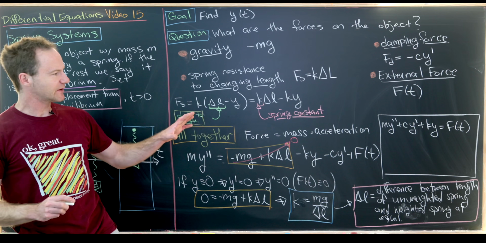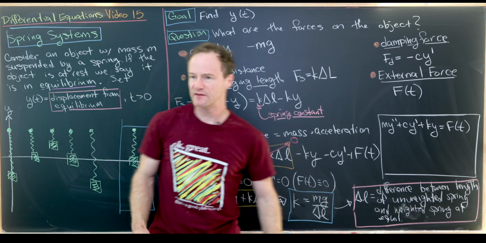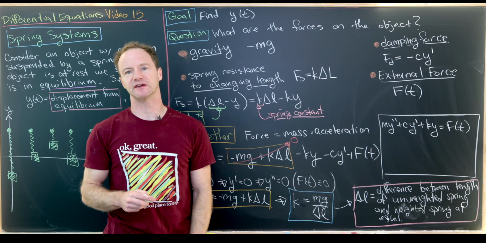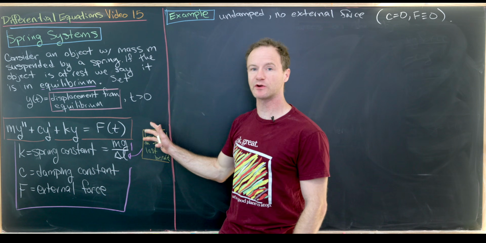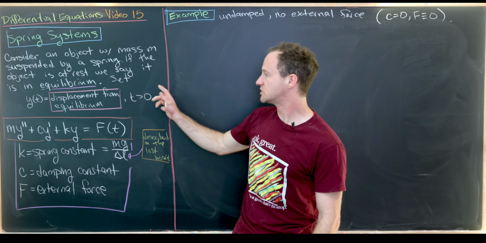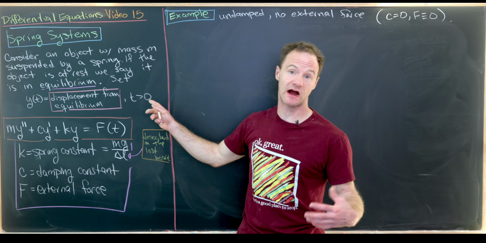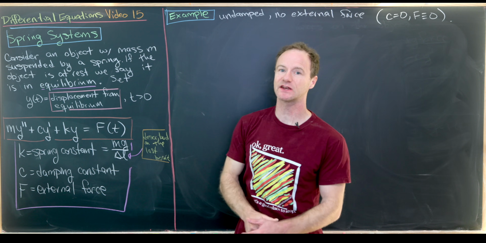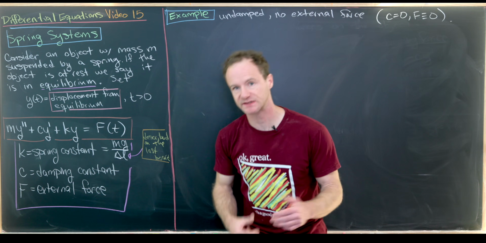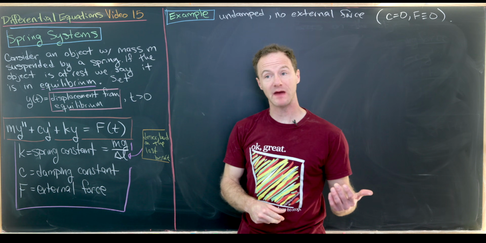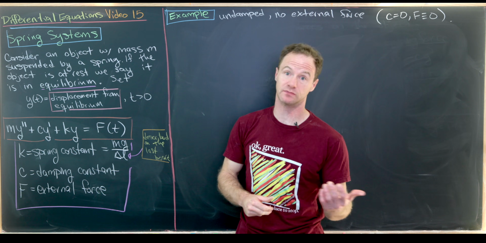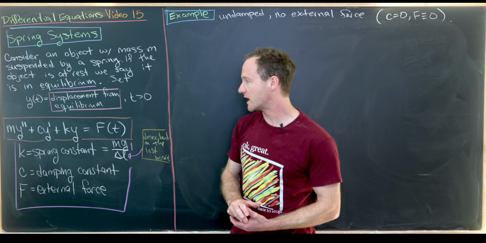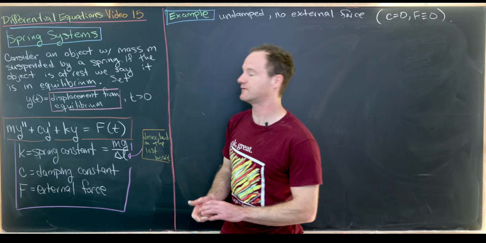Great. So now that we have that, let's maybe bring that summarized over here, and we'll look at some important specific cases of this. So here's a summary of what we had on the last board. So the displacement of our object from equilibrium was described by the following second-order linear differential equation with constant coefficients, which may or may not be a homogeneous linear equation. And that is m y double prime plus c y prime plus k y equals f of t.